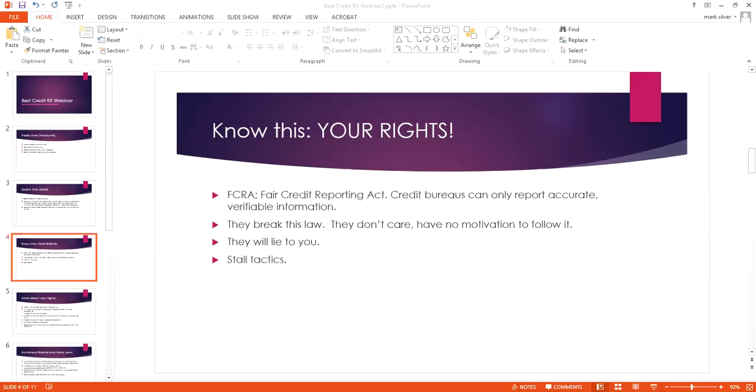Let's talk about stall tactics for a minute. They'll send a letter back saying, well, you didn't furnish us proper ID. We need this, this, and this, when indeed you did. They'll ignore you. They won't answer you at all. They're hoping you forget about them and you go away. They'll send you a letter saying this has been complained about in the past, and so we don't have to answer this. This is frivolous. That's a word they like to use. We find this frivolous, and we're no longer going to investigate it. It's all illegal. They're trying to get you to go away and leave them alone.